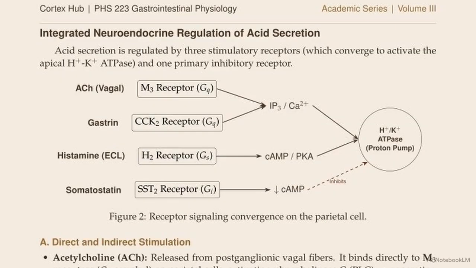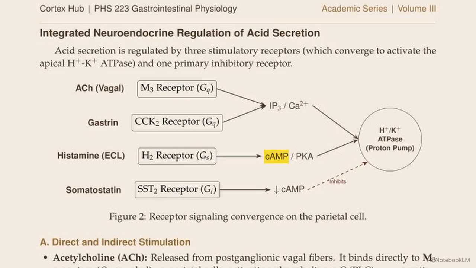This flowchart tracks that regulation. Acid secretion is controlled by 3 stimulatory receptors, M3, CCK2, and H2, and 1 primary inhibitory receptor, SST2. All 4 of these inputs converge directly onto the proton pump. They dictate pump activity through 2 distinct secondary messenger pathways.